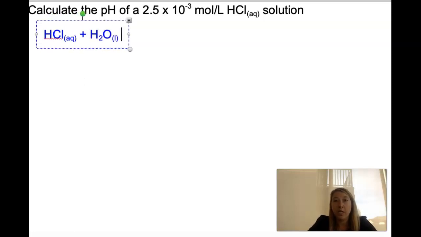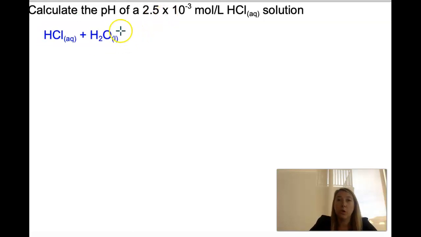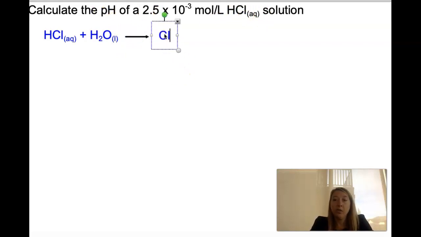Okay, this is a strong acid. So strong acids are going to go to completion, so we can use a single-headed arrow. Product-wise, it is going to turn into a chloride ion plus a hydronium.